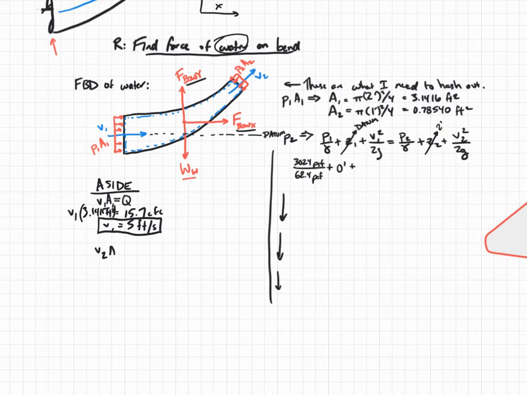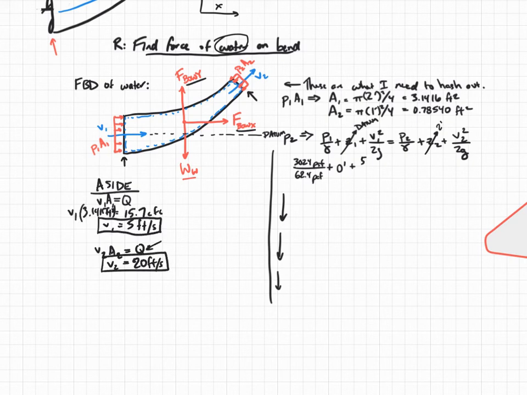Noting again, to get V2, I could follow the exact same procedure. I could say V2A2 equals Q, and I leave you to do that if you want. Or what I could note is that the cross-sectional area of the pipe at 2, by having a diameter of half the diameter at 1, has a cross-sectional area of a fourth, which means the velocity is going to be 4 times as big. So 20 feet per second. Or you can solve that if you want, but I'm not going to do that.